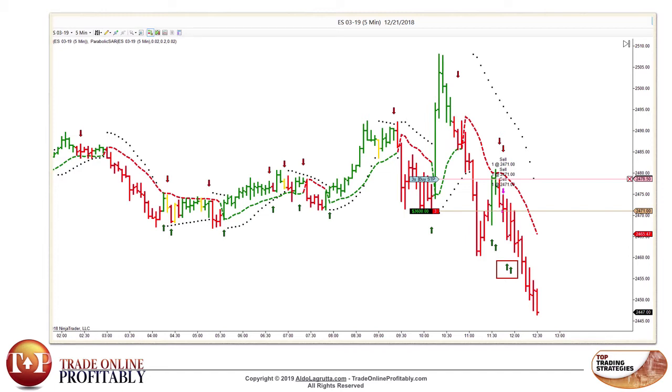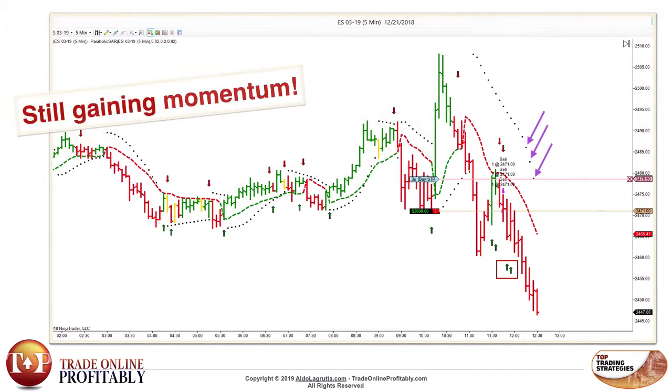Also, look at the distance between the SAR dots. Do you see how the SAR is increasing even more than it had done in the beginning when I first pointed it out? Again, that is a sign that the trade is still gaining more momentum, so it would have really been silly for me to exit it now. My stop was still trailing the SAR, and it was almost at break even.